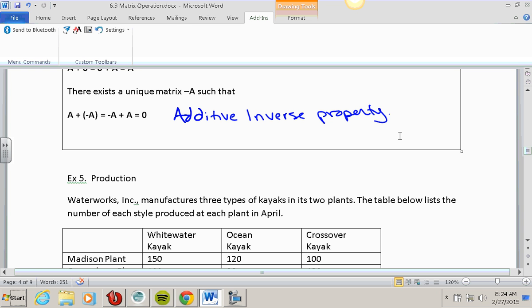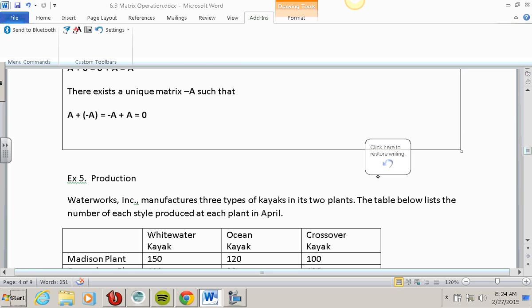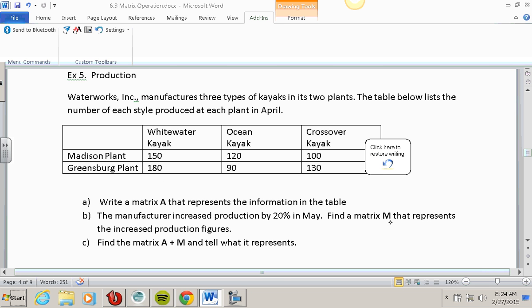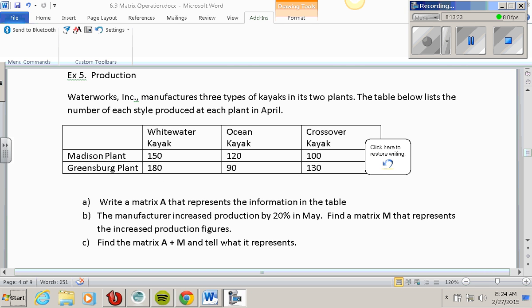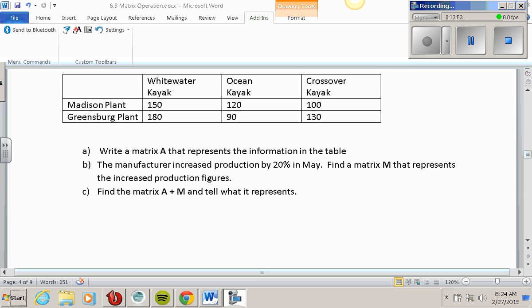Actually, let's do this last problem, and then we'll call it done. All right, so here we have a production problem, one of our real-world applications. Waterworks manufactures 3 types of kayaks at 2 plants. The table below is the number of each style produced at each plant in April. We have a whitewater, an ocean, and a crossover, and then the Madison plant and Greenberg plant. Part A asks us to write a matrix A that represents the information in the table.